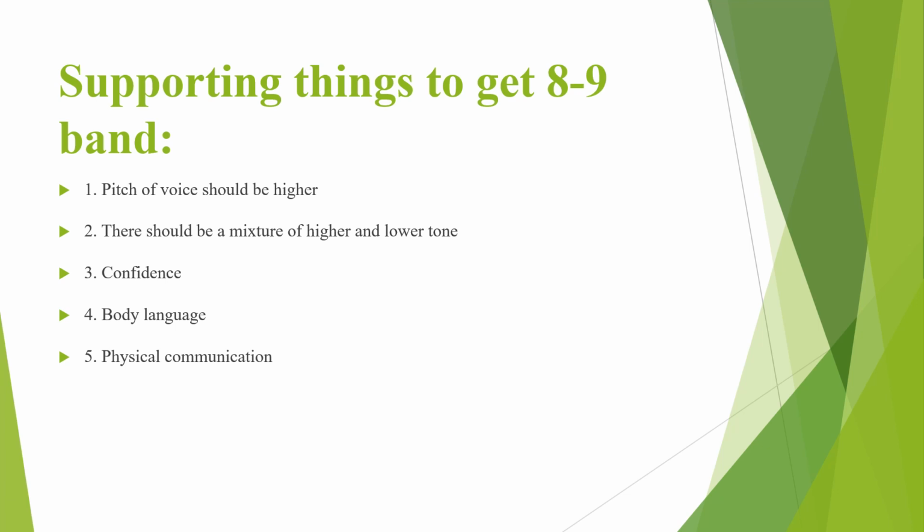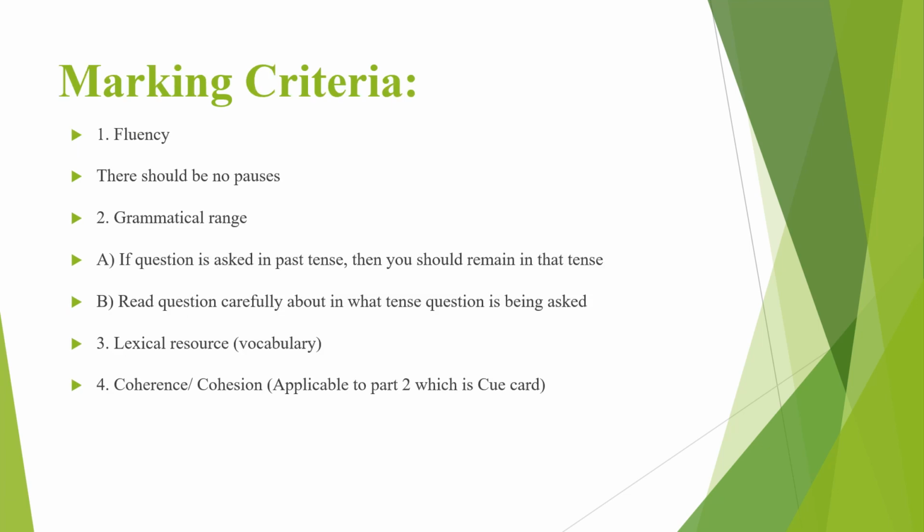Number 3 is the confidence. 4th is the body language, and 5 is the physical communication. In all these areas you will be judged and you will be marked accordingly. So marking criteria is for fluency, grammatical range, lexical resource, coherence and cohesion. Let's discuss each one of them.